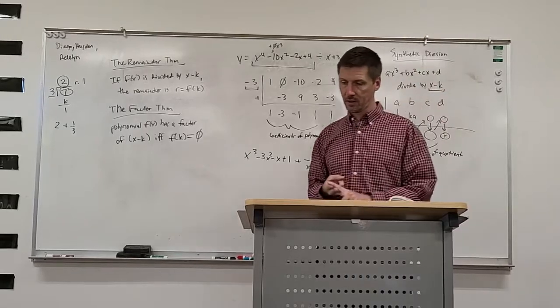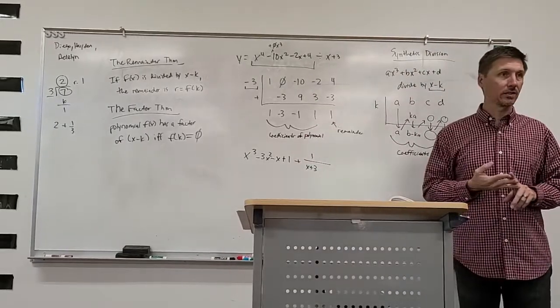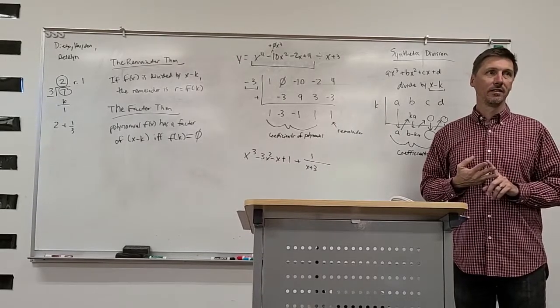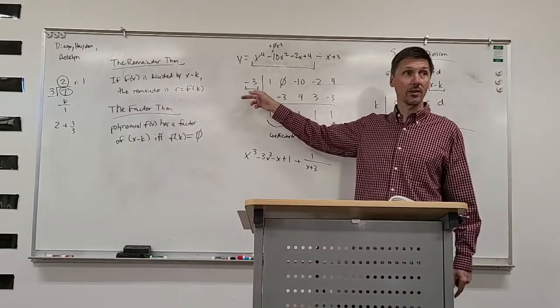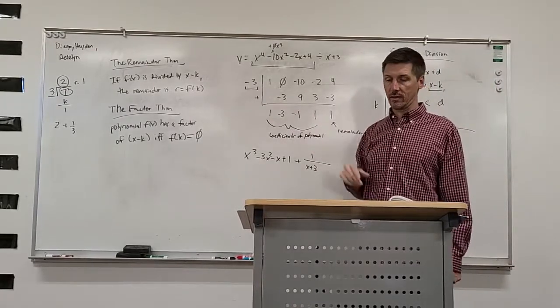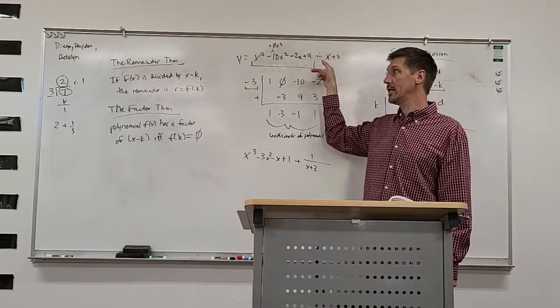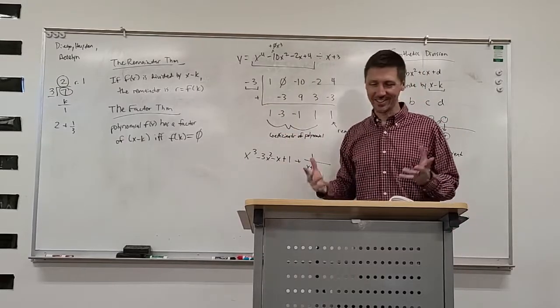What is my x-intercept? If this was 0, what is my x-intercept? The k, whatever k is. In this one here, it would be -3, right? All right? And it would mean that x plus 3 is a factor. And it would mean that -3 is a 0, right? All of those things are true, all right?